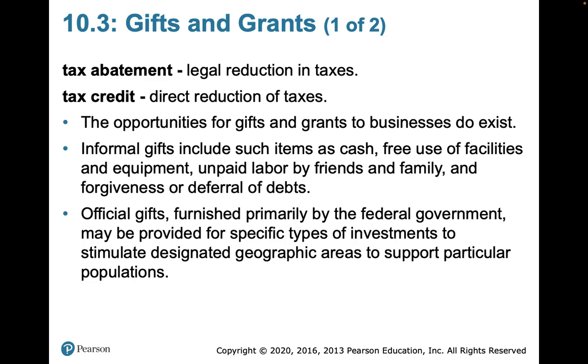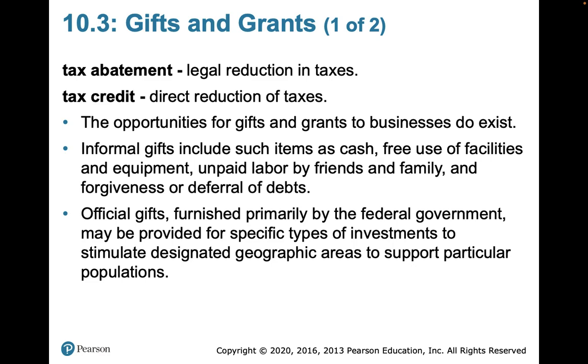Apart from tax credit and tax abatement, we have informal gifts, which include items such as cash, free use of facilities and equipment, unpaid labor by friends and family, and forgiveness or deferral of debts. All these are gifts that can support and help your business grow.